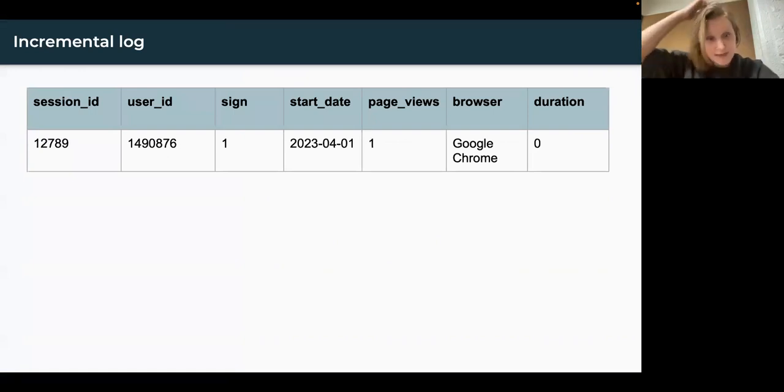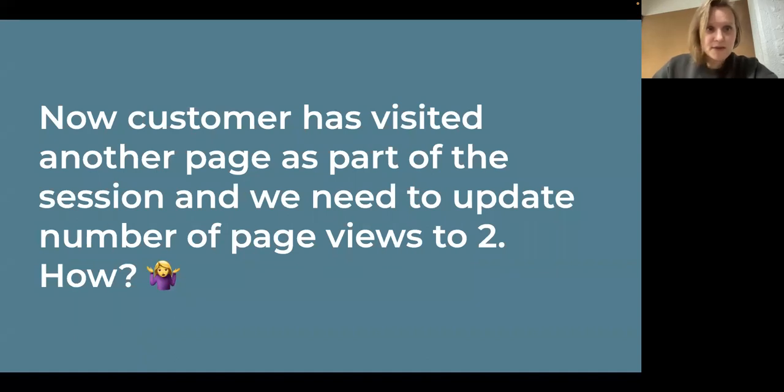That's why I would like to share it with you. So, for example, we have one customer session, a customer visited our site. In the beginning, it's 1 page view. The customer viewed 1 page, we know the browser, and the duration is 0 because the customer just opened the page, not much time has passed. And now the customer visited another page as part of the same session, and we need to update the number of page views to 2.